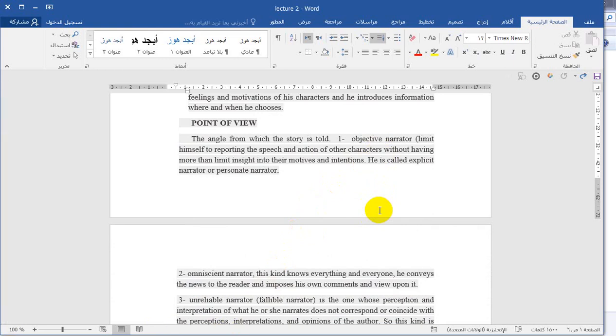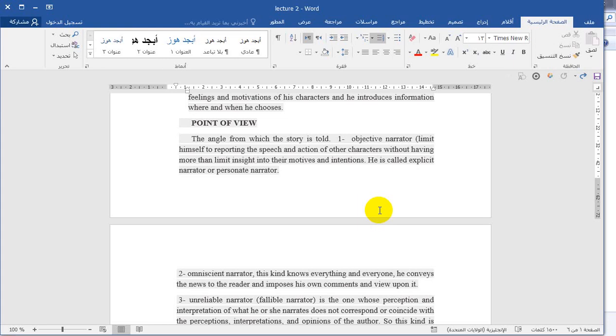Objective, he is neutral. He only reports the speech and actions of other characters without having more than limited insight into their motivations and intentions. I mean, he only comments on the events in front of his eyes. He only conveys the news as it is, without entering into their motivations and thoughts, without interpretation. He only conveys the information. He does not explain it. He does not supply us with an explanation for the action. He only conveys the information.